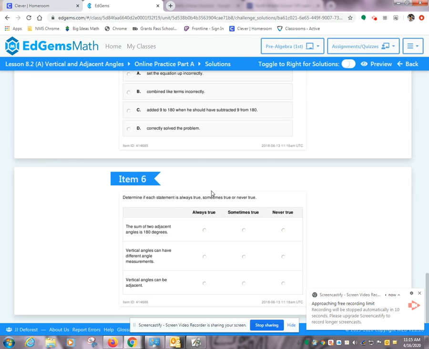Last one. Determine if each statement is always true, sometimes true, or never true. The sum of two adjacent angles is 180 degrees.